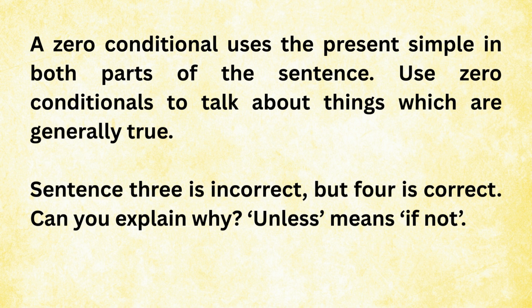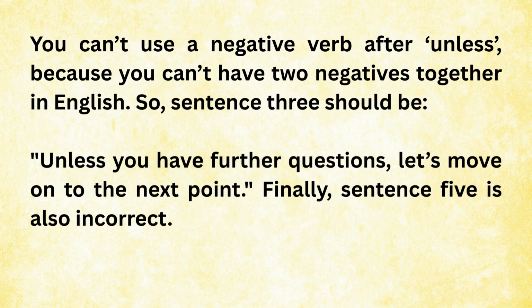Sentence 3 is incorrect, but 4 is correct. Can you explain why? Unless means if not. You can't use a negative verb after unless, because you can't have 2 negatives together in English. So, sentence 3 should be: Unless you have further questions, let's move on to the next point.